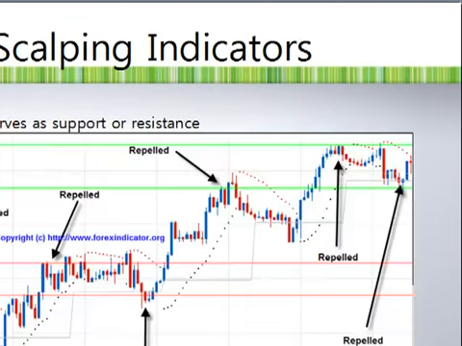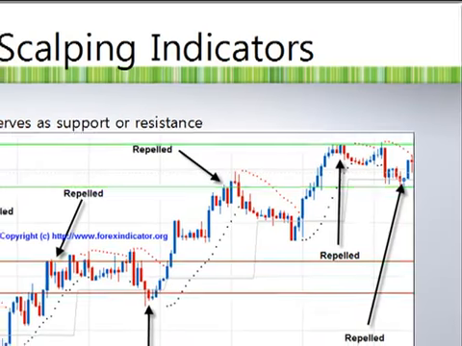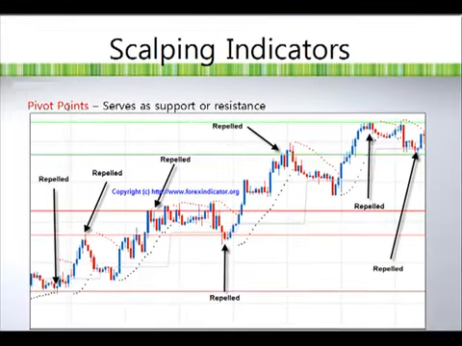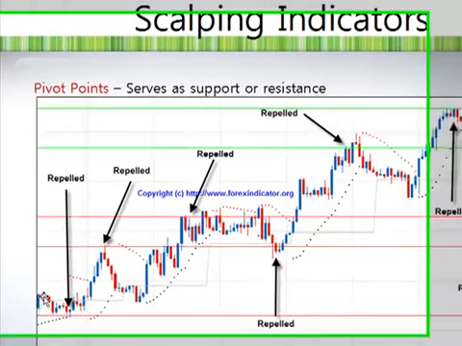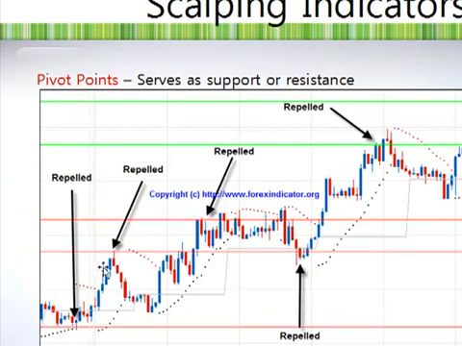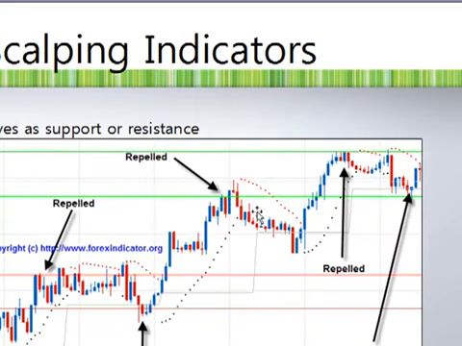Which is the next indicator that we're talking about, the pivot points. Be it the daily pivots, weekly pivots, or monthly pivots, they all serve as strong support and resistance. Take a look at this picture below. You can see that the price hit the pivot point, got repelled by it, hit the pivot point, got repelled by it, hit and repel. You can see it held here, it hit, got repelled, hit, repel. You can see how strong this pivot point is.